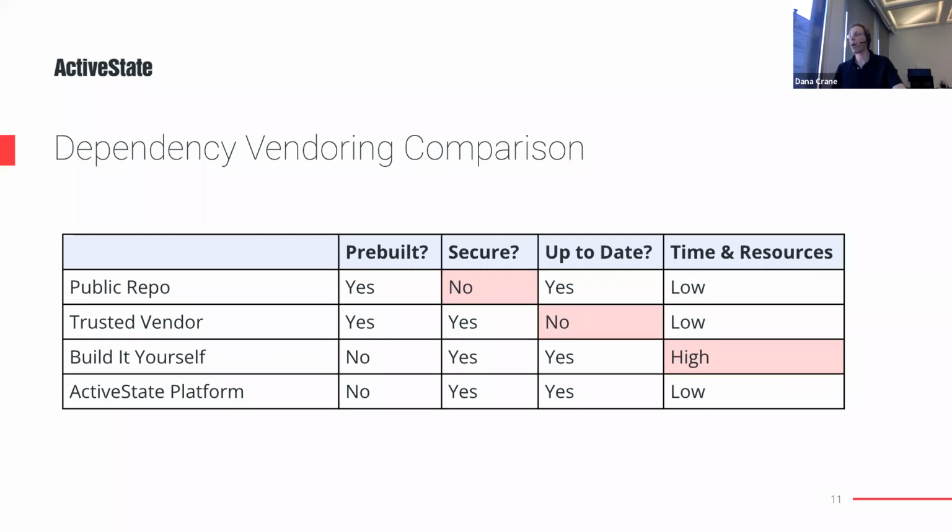Finally, you can also go ahead and build it yourself, but that takes a lot of time and resource commitment on your part to make sure that what you're doing is being done in a secure method. So finally, we like to recommend the ActiveState platform. Nothing is pre-built. Everything is built from source. It's built in a secure manner using our secure build service.